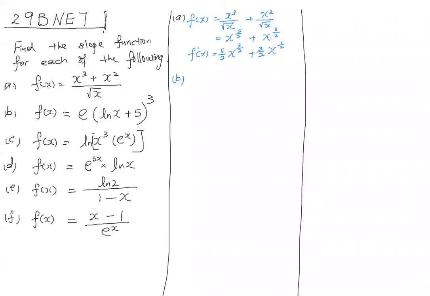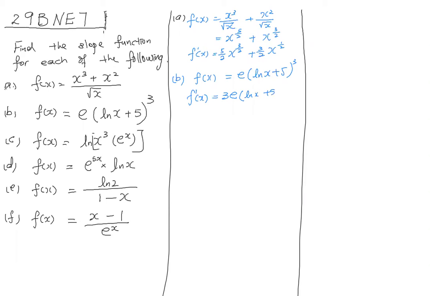How about B? Chain rule. Use chain rule. Okay, can you tell me how to use chain rule to do this one? So f prime x equals to 3e multiplied by the power, square. Then what should I do? Ln x plus 5. Ln x plus 5.